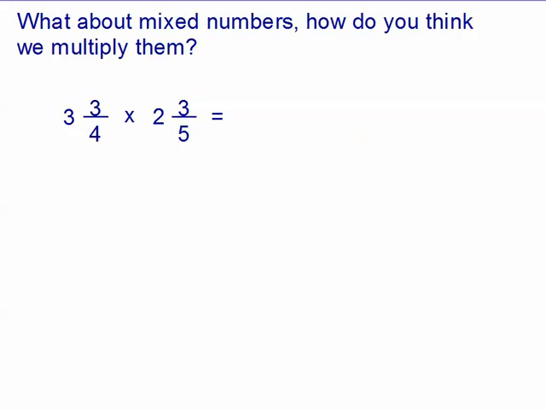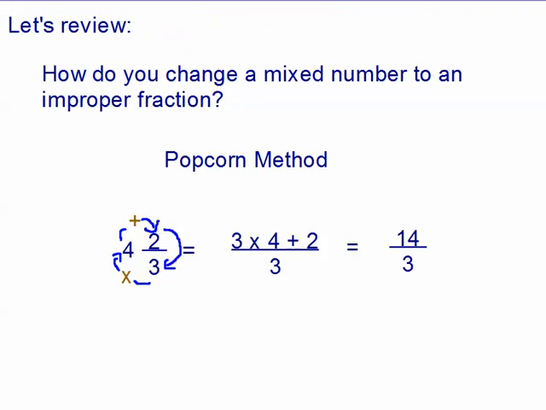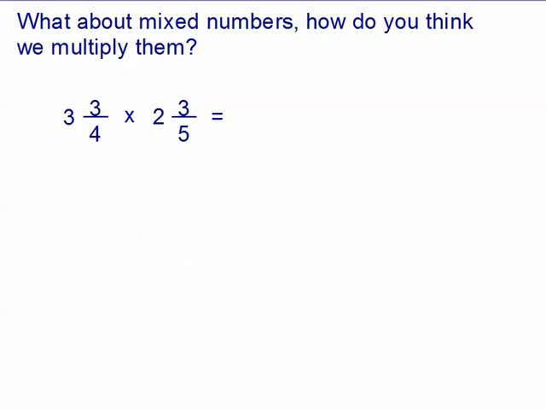Two mixed numbers. Well, I told you back at the beginning when we were looking at this popcorn method that we were going to need it again. And this is when we actually need it. Because as the rap says, I can only multiply fractions. Well, this is not a fraction. This is a mixed number. It is made up of a whole part and a fraction. It's not a fraction. But because of the popcorn method, I can change it into a fraction.